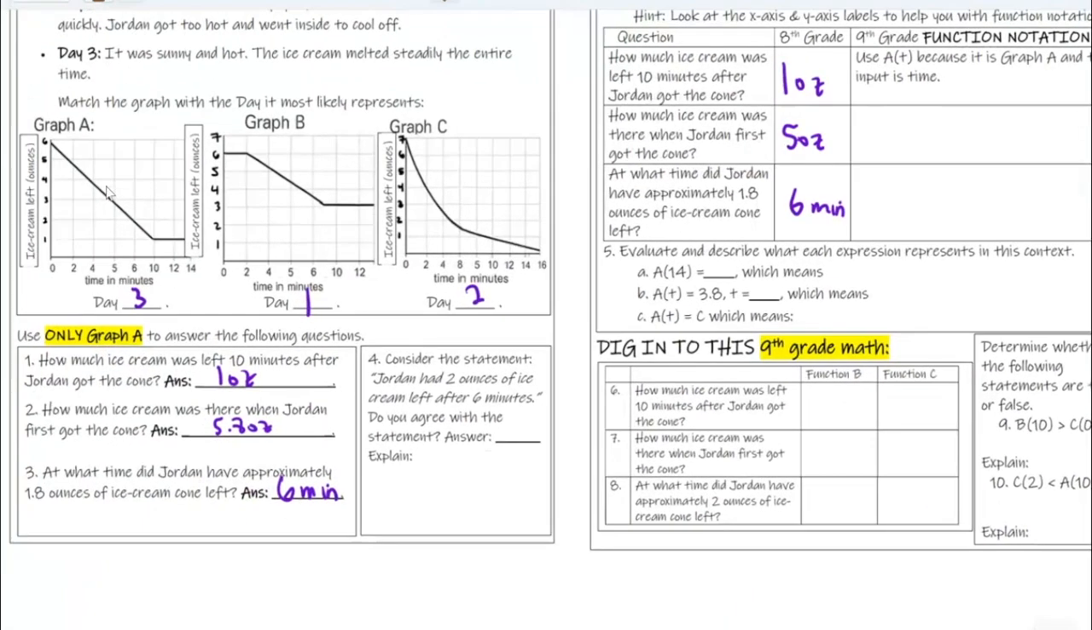All right, so let's also finish this. Consider the statement, Jordan had 2 ounces of ice cream left after 6 minutes. Well, that's not true because we already just did. He had 1.8 ounces left after 6 minutes. Do you agree with the statement? So we're going to say no. And then we're going to say explain because he had 1.8 ounces after 6 minutes.